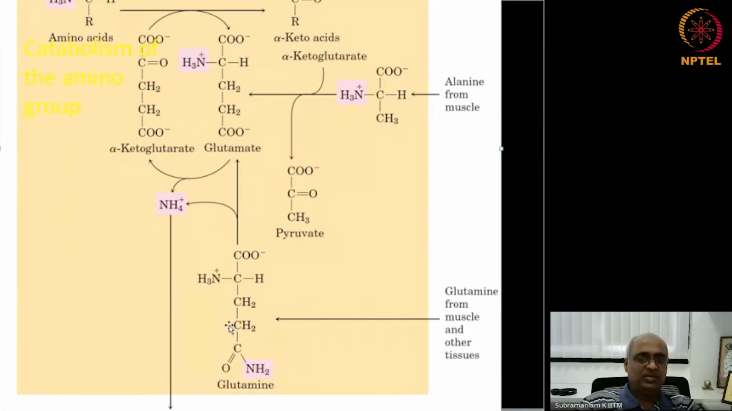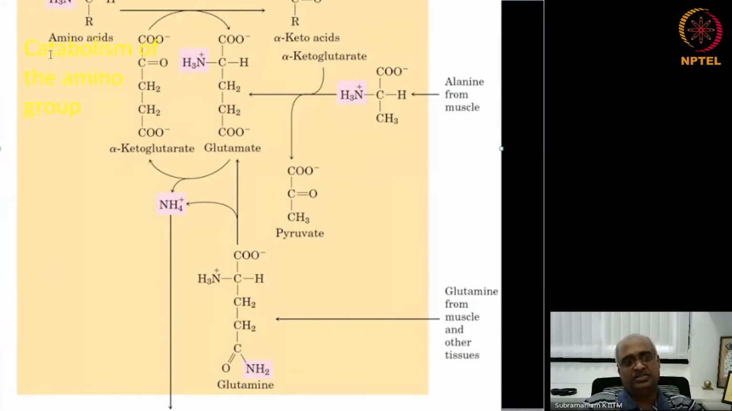Okay, so the amino groups from a variety of amino acids are collected in the form of the amide nitrogen in the glutamine side chain, and this glutamine comes through the bloodstream to the liver. Here glutaminase is going to release ammonia, and it is going to become glutamate. And this glutamate, alpha ketoglutarate, this cycle-like reaction gathers all the amino groups in the liver itself.